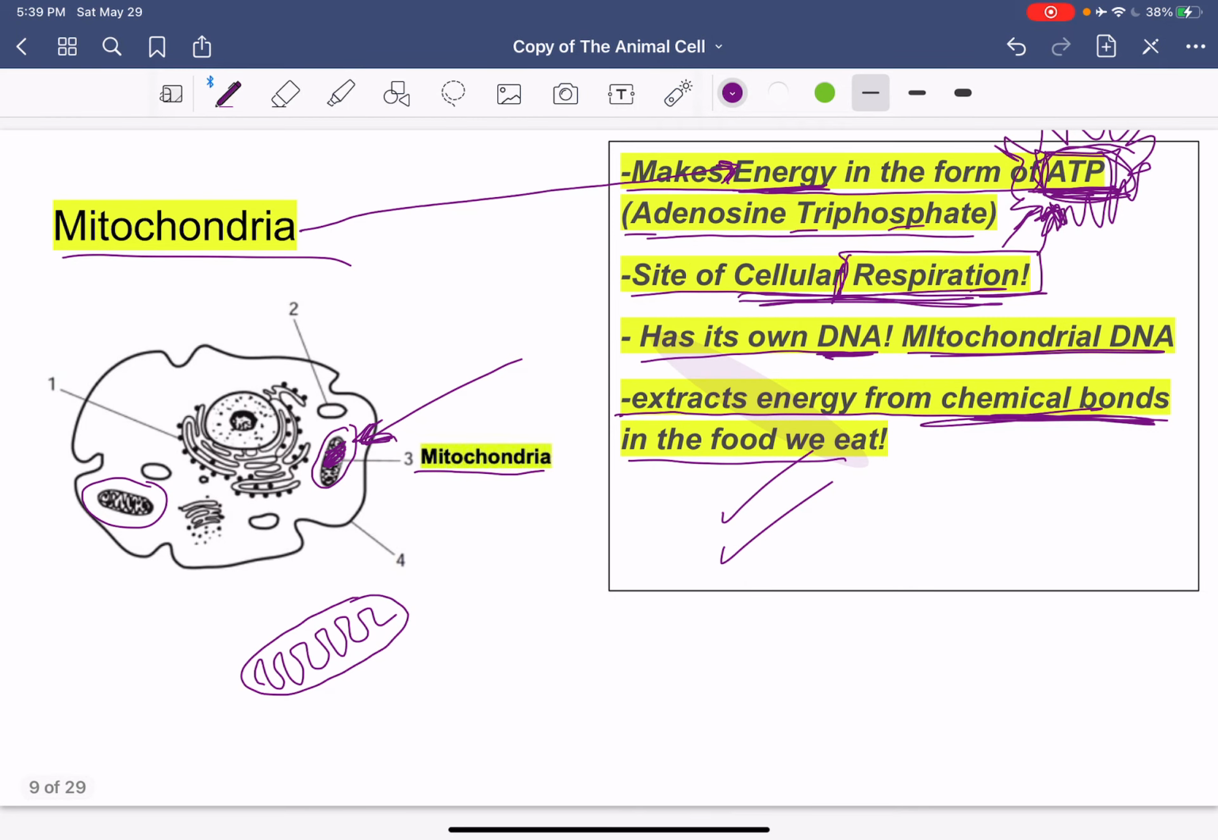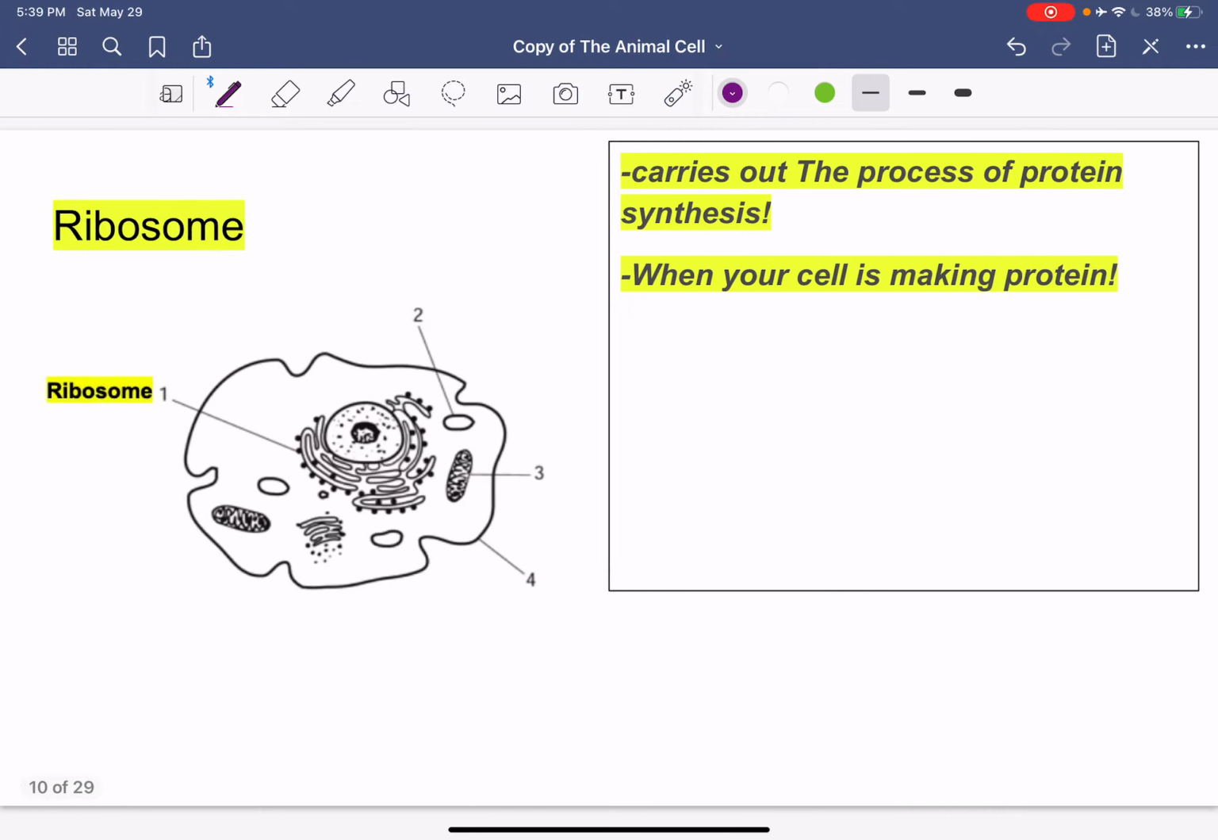We're going to actually have a separate video of cellular respiration, so we will get more in depth on that particular biochemical process. The ribosomes, remember, are these little dots that we saw on the endoplasmic reticulum, and they're also sometimes free floating in the cytoplasm. The ribosome is super simple to remember. It carries out the process of protein synthesis. This is also another biochemical process.